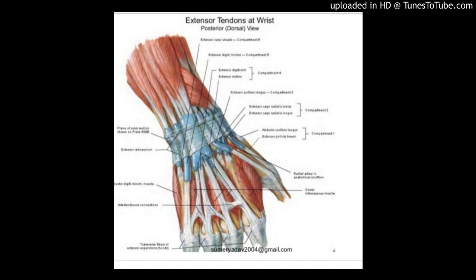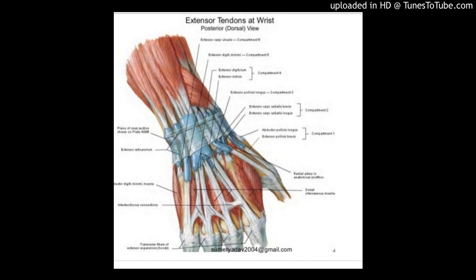At the MCP, the extensor tendon joins the extensor hood. The extensor hood has three slips. First is the central slip and the two lateral slips. The central slip basically inserts at the dorsal aspect of the middle phalanx and extends the proximal interphalangeal joint.